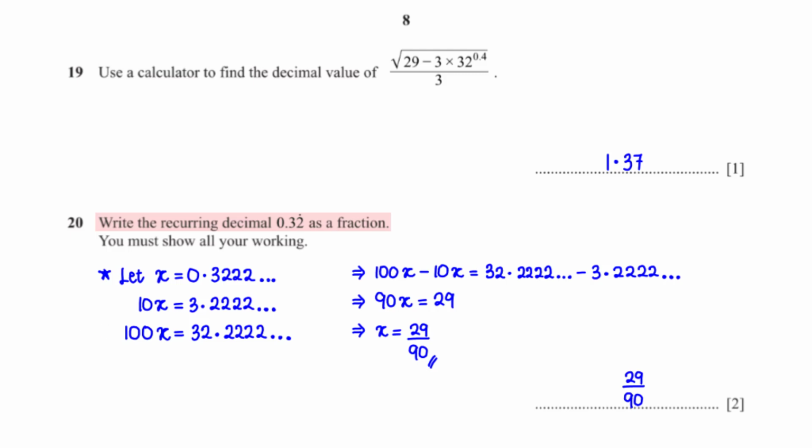Notice that 10x and 100x have the exact same pattern after the decimal point, and so these are the two numbers we'll carry forward into the next step. To get rid of the recurring pattern after the decimal point, we subtract the two numbers. 100x minus 10x is 90x, and 32.2222 minus 3.2222 is 29. When we divide both sides of the equation by 90, we have x equals 29 over 90.